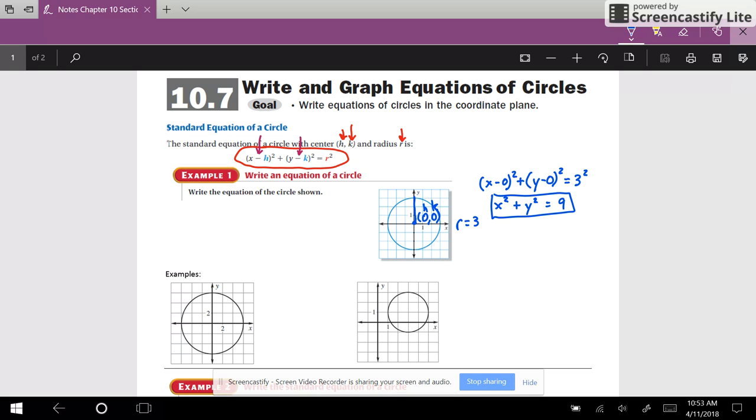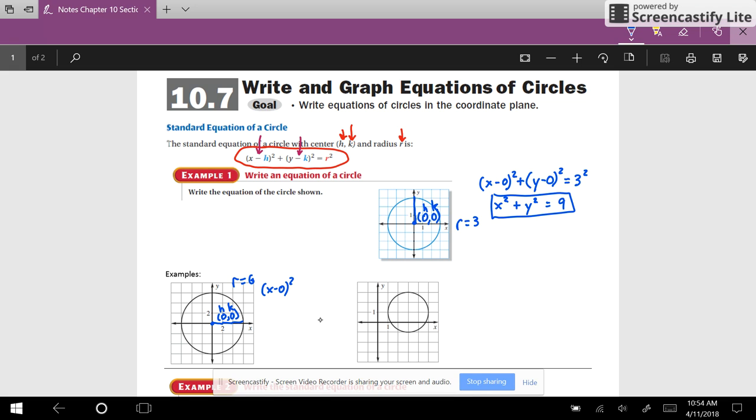The next example, center is also a 0, 0. That's my h and k. Notice they're going by 2's this time. So as we count the radius, since we're going by 2's, it's 2, 4, 6. We have a radius of 6. So we'll plug those numbers in.